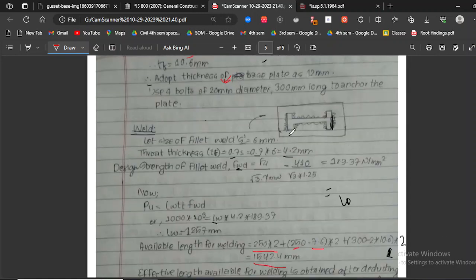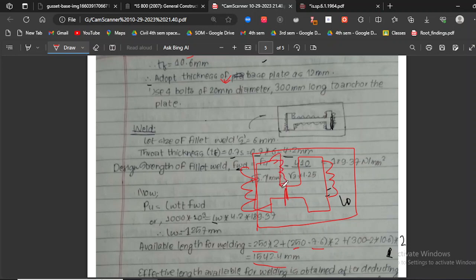So let me explain this again. This is my structure. You can skip this part if you understood the welding. So this is my first part. So we got 250 into 2. Again 250 minus 7.6. So this is my width, 7.6.